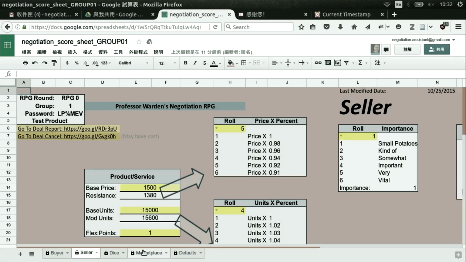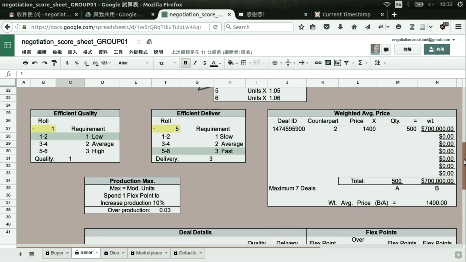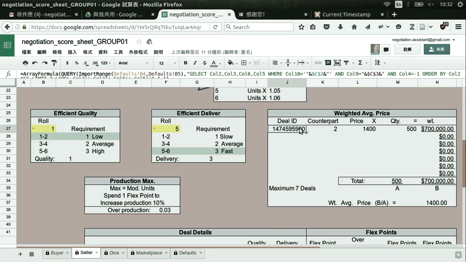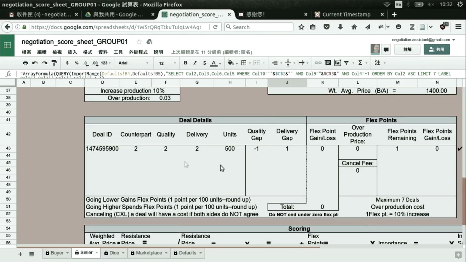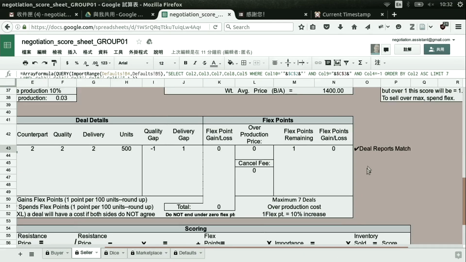And now we can check the results by looking on group number 1 on their RPG sheet. We can come down and we can see that this is the deal we sent. And here we see the details of the deal. But we also can see over on the right side this little note here: deal reports match.